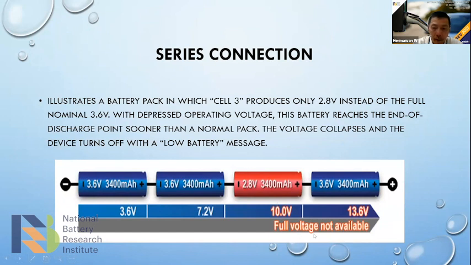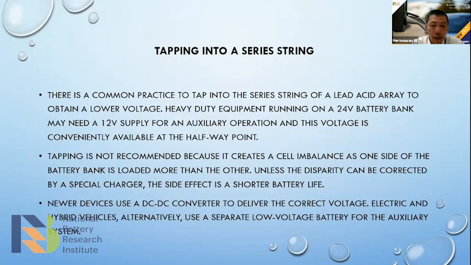How about if one of the cells is different? This will happen: the voltage meter will show you lower. We cannot reach the highest, even if the 3 cells are fully charged. One cell is showing like this. This is the serial.